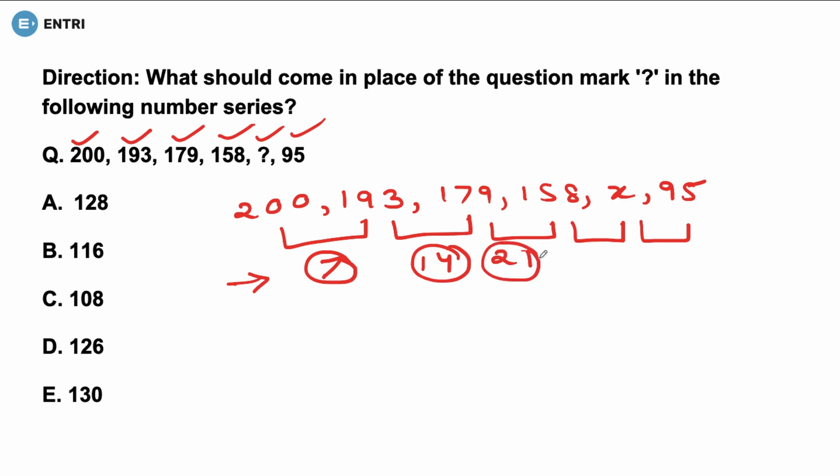That means we can assume it can be 7 fours are 28. So let's try to check it out. If you subtract 158 by 28, some value will come, isn't it? 158 minus 28 is going to give you 130. Is there 130 in the options? Yeah, it is option number E. But let us check it out.